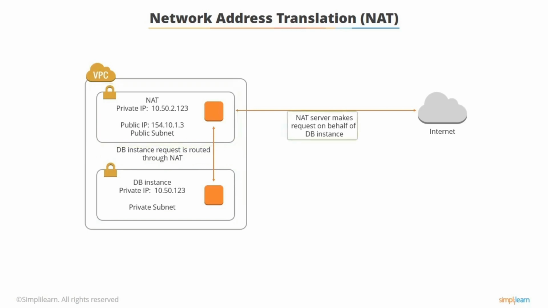The NAT server performs the function of rewriting the request. So, to the external resource, it appears that the NAT is requesting this resource via its public IP of 154.10.1.3. When the external resource responds, the NAT reverses the process, changes the packets originally addressed to the NAT's public IP address, and readdresses them to the private IP address of the database server. This way, numerous private instances with only a private IP address can make public requests to the Internet via the NAT instance. Keep in mind, the source and destination checking must be disabled on the NAT.